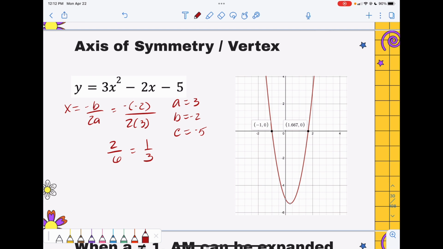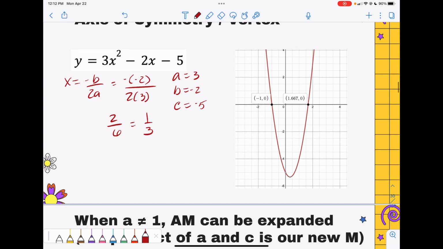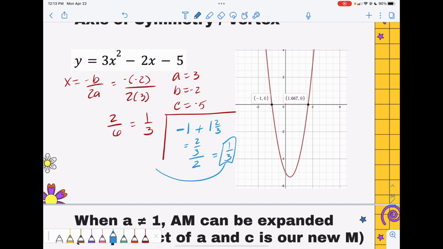I could also find the average of the two roots. I have negative 1 and positive 1 and 2/3. If I were to say negative 1 plus 1 and 2/3, well, that would just be 2/3 because the 1 and the 1 cancel. And then from my positive 2/3, I'm going to divide that by 2 because it's the average of the two roots, and 2/3 divided by 2 is 1/3, which is the same thing I got here. So knowing the two roots, I could find the average. It will give me the same information.